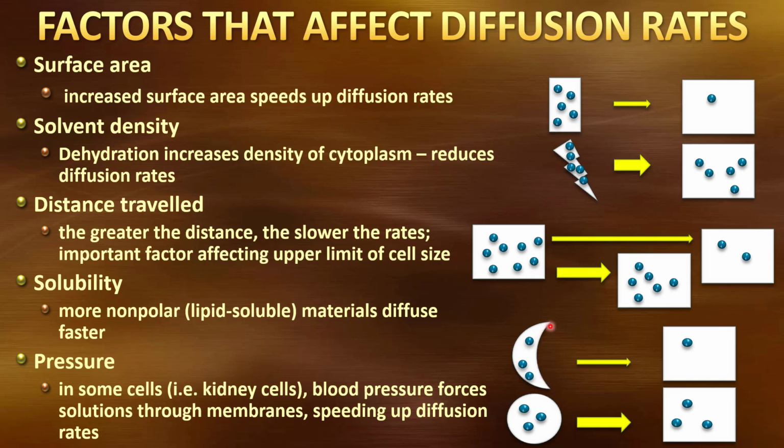This graphic is showing a cell that is not under pressure. This concave membrane here lacks pressure. This convex membrane here has a lot of pressure to it. So where there's not a lot of pressure, we get very low diffusion, and when there's a lot of pressure, we get a fast diffusion rate.